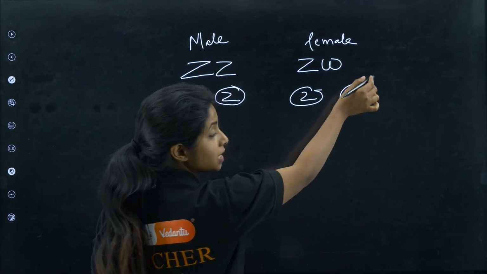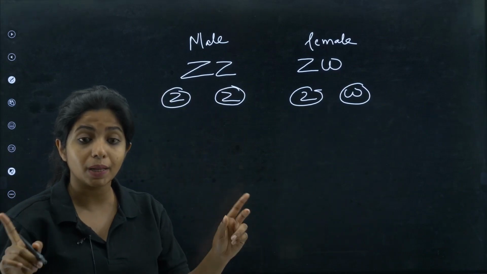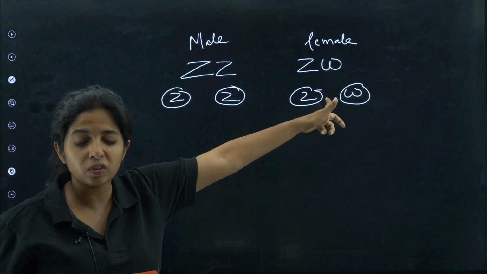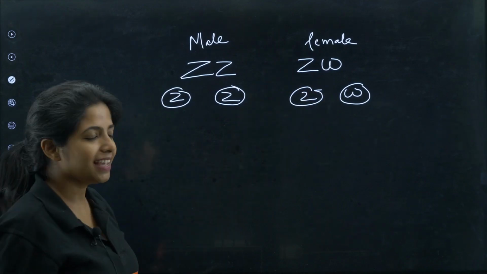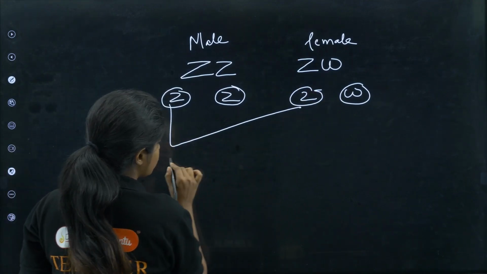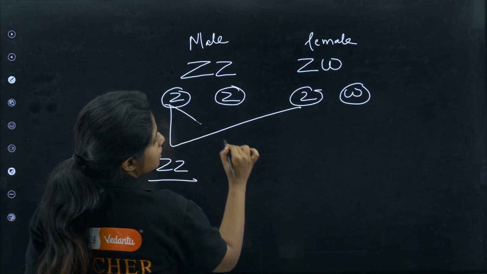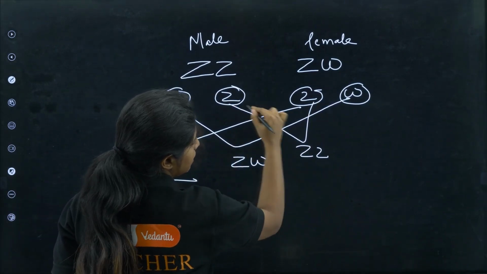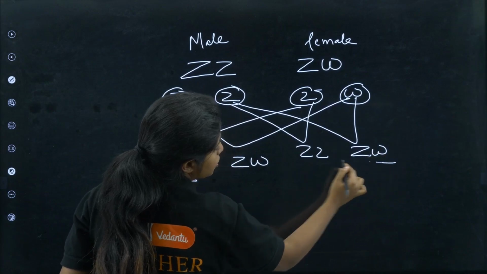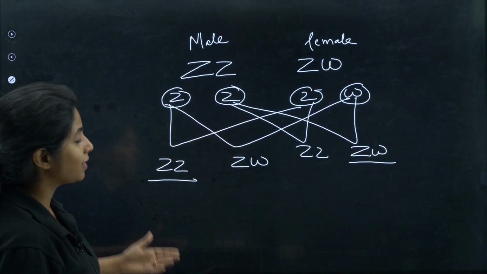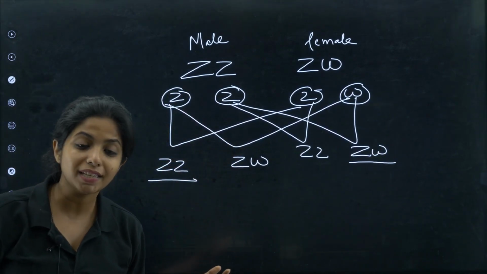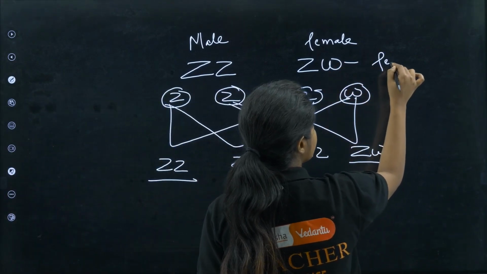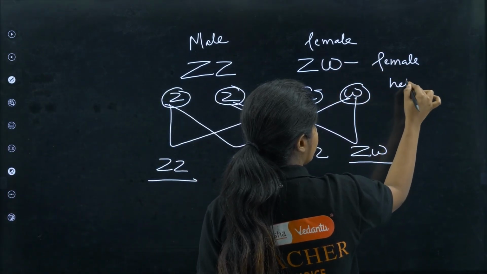Now let me tell you, this is an example of female heterogamety, the only example of female heterogamety. That means females are producing two types of gametes. Usually the male does that. So this is an example. Suppose this and this come together, you get ZZ, that is a male. This and this come together, ZW, that is a female. This and this again a male. This and this again a female. So 50% chance of a male, 50% chance of a female, and that's how sex determination works in the case of birds. And this is an example of female heterogamety.